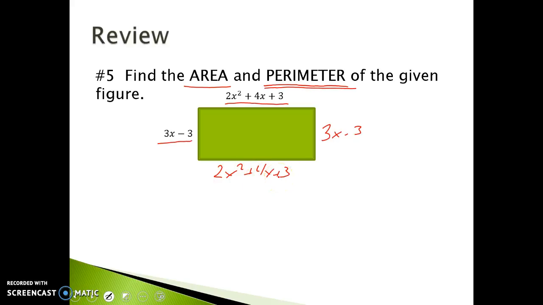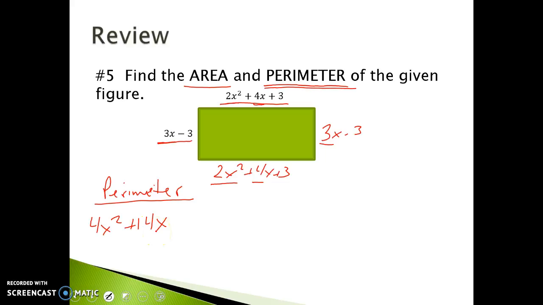And so the perimeter is what you're going to get when you add everything together. So I can only add common terms together. For example, I have the 2x squared and 2x squared. Well, that's 4x squared. But then I have 4x and 4x, that's 8x. 3x and 3x is 6x. 8x and 6x is 14x.